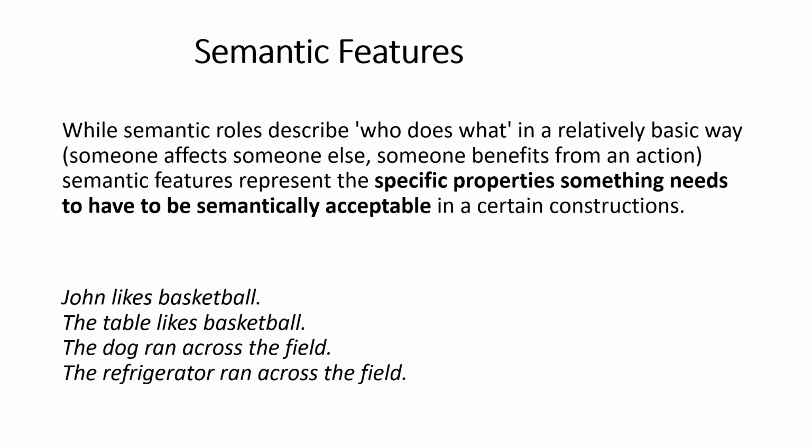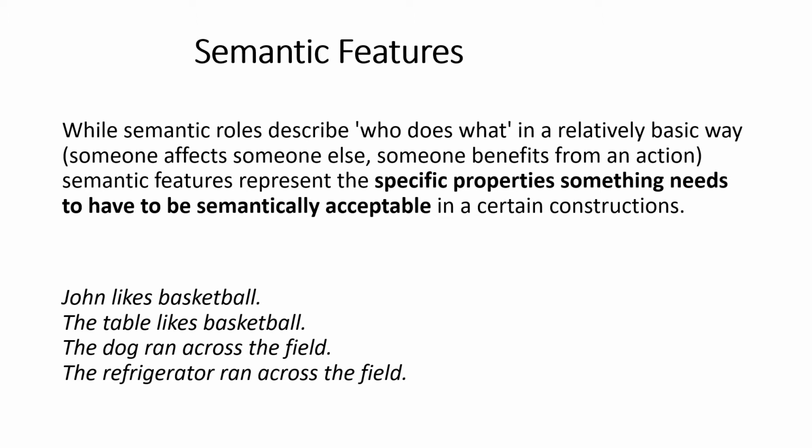John likes basketball. You can understand John is a person, a male person, and what does he do? He likes basketball. It is understandable, logical, acceptable. Then see the next example: The table likes basketball. The table. There is a frown on your face. Really? Yes, I can see. How can a table like basketball? This is a non-living thing.